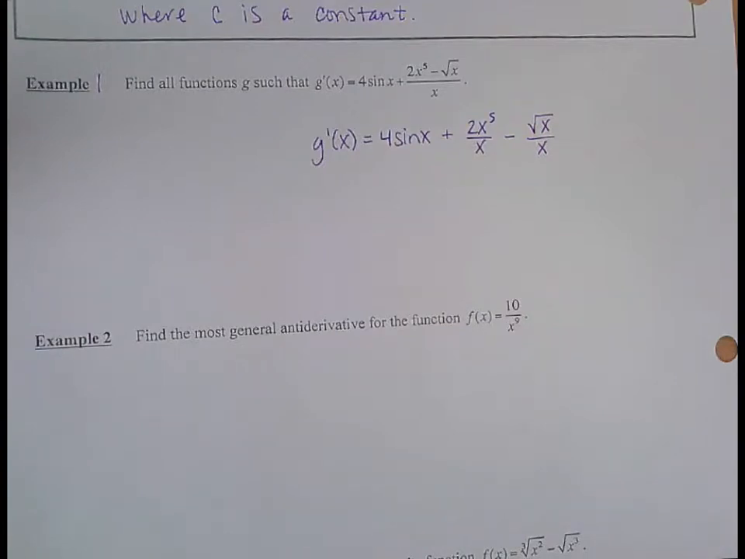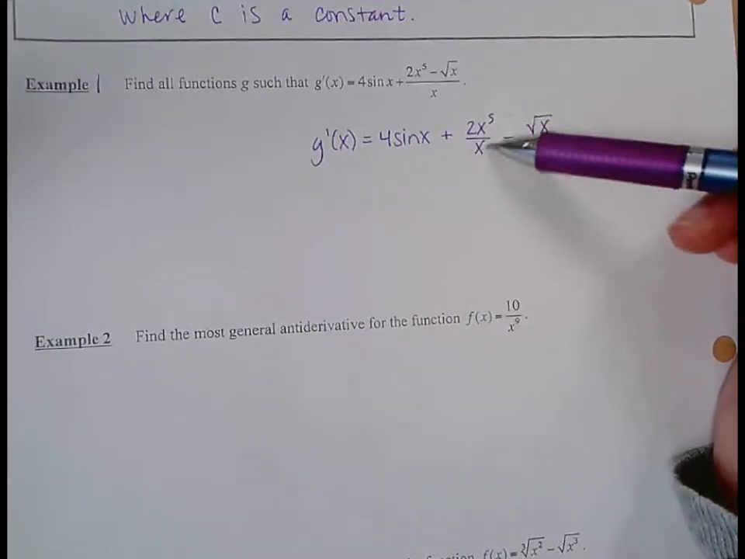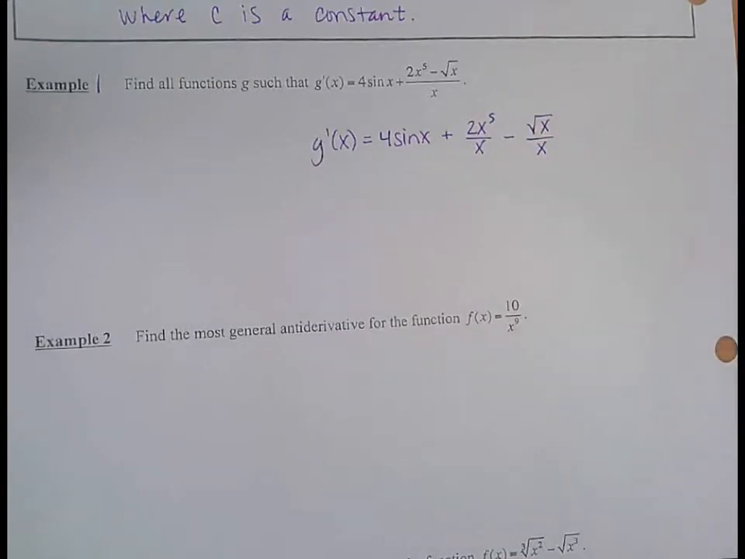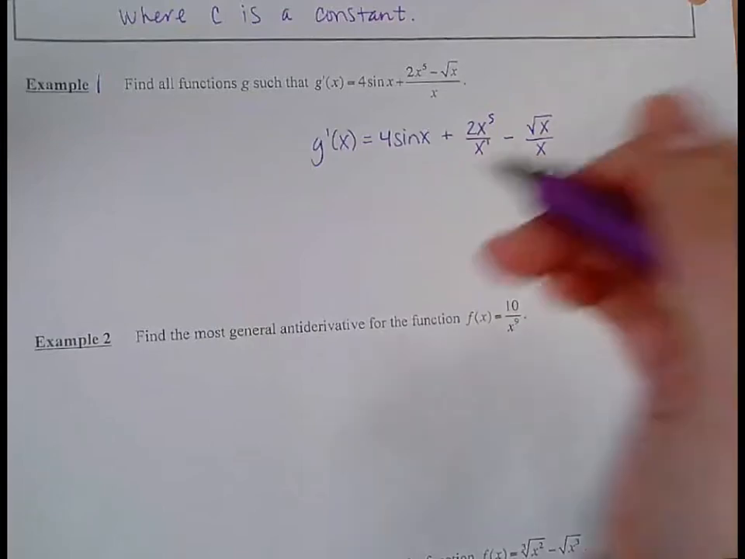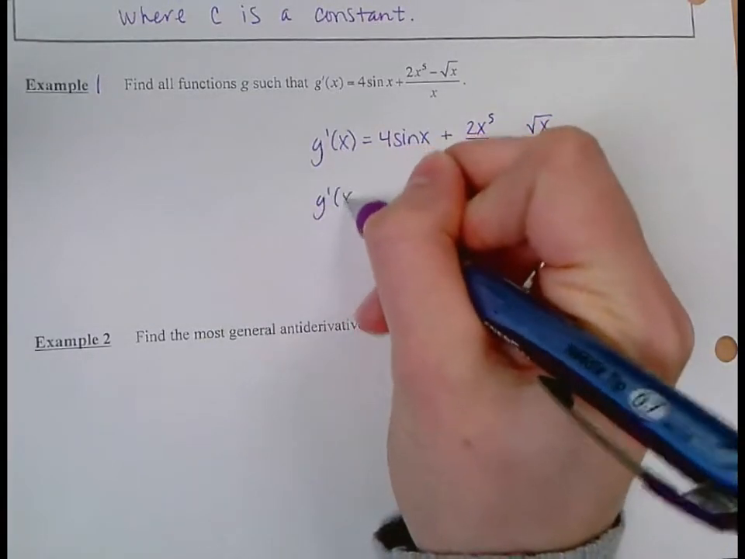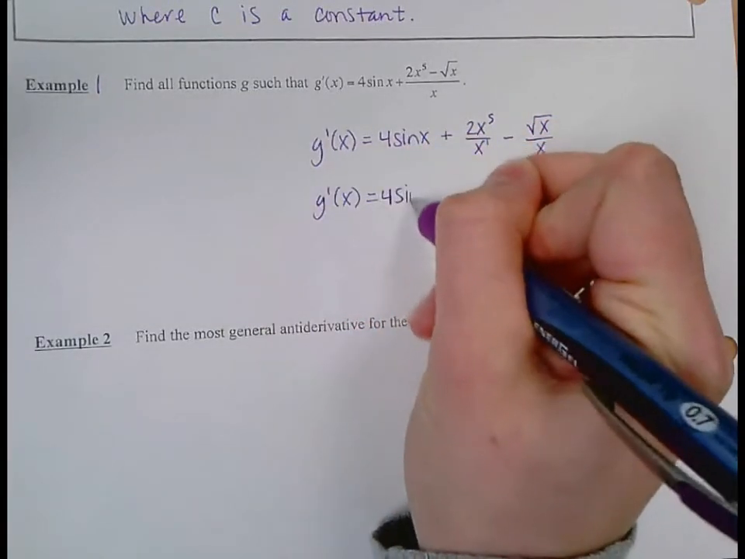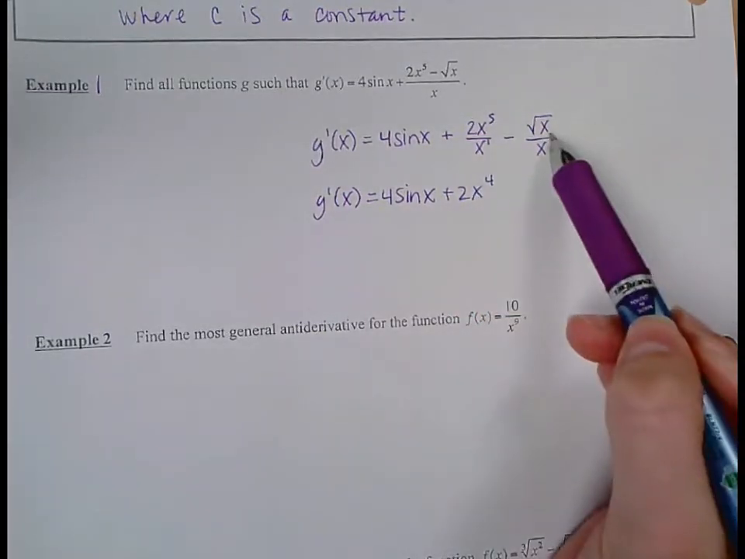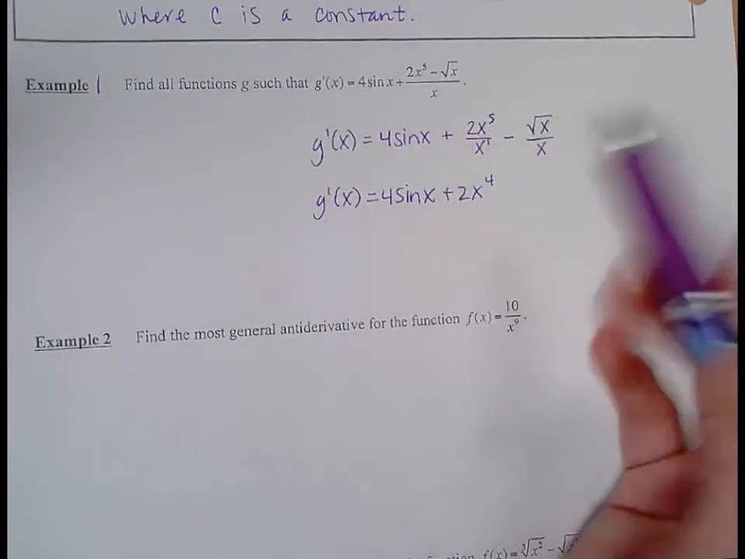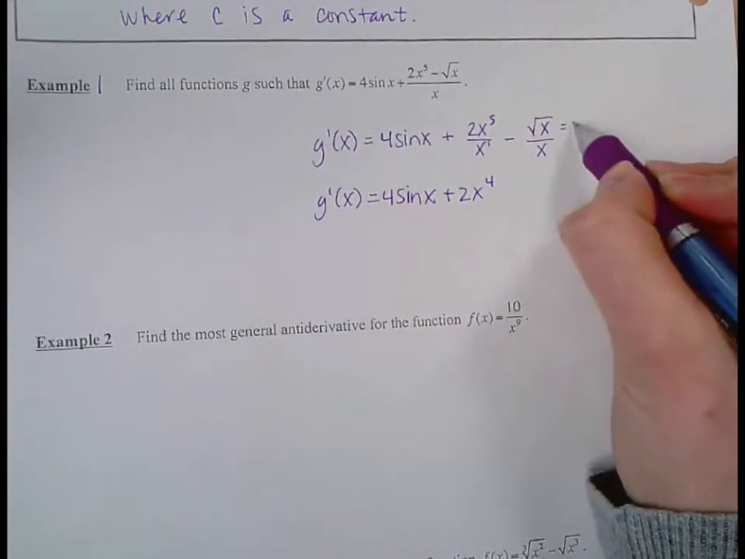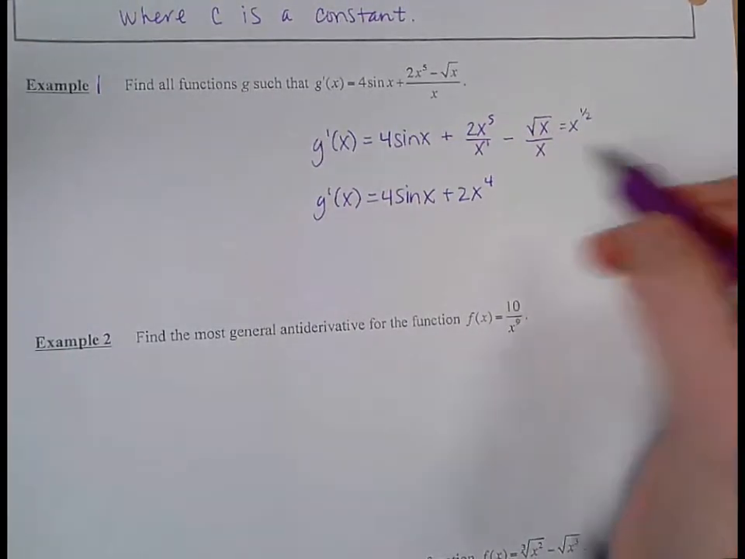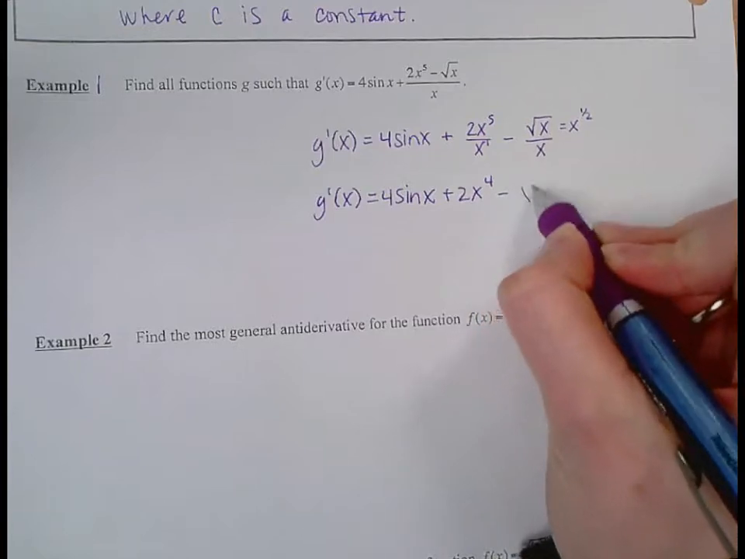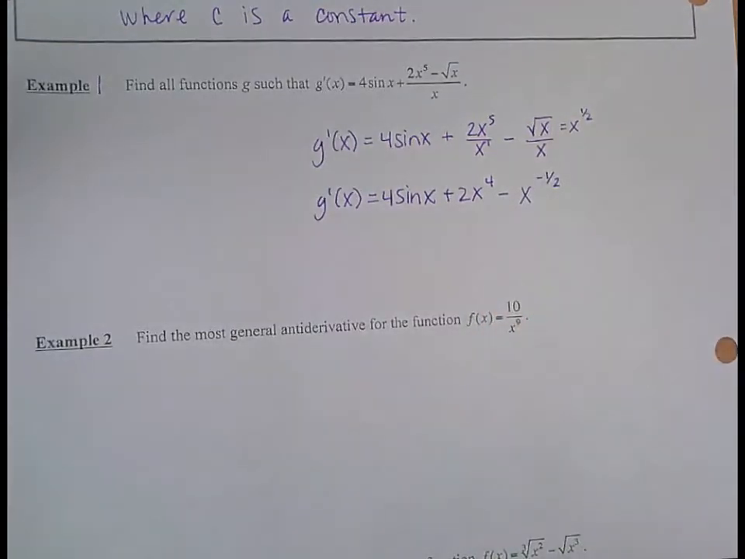And then why that's helpful, 2x to the 5th over x, how can you simplify that? Yeah, so you can subtract those exponents. So g prime of x is 4 sine of x plus 2x to the 4th. Now this square root of x would be x to the 1/2. So then it would be minus x to the negative 1/2.